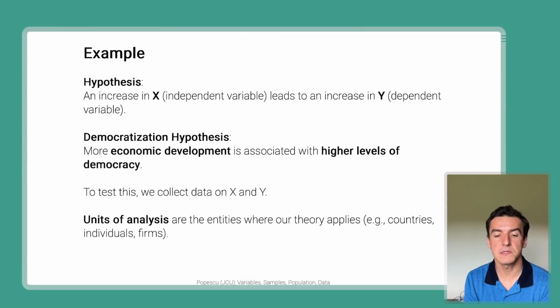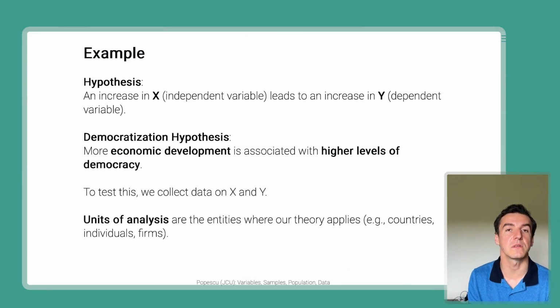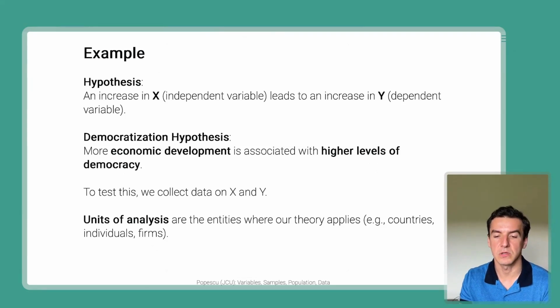A good hypothesis typically starts off or sounds like this: an increase in X leads to an increase in Y. So this is, for example, the democratization hypothesis: more economic development is associated with higher levels of democracy. We would typically test this hypothesis using data for both X and Y. And this data should have some units of analysis, which are the entities where the theory applies. So far, we've seen countries as the main unit of analysis.